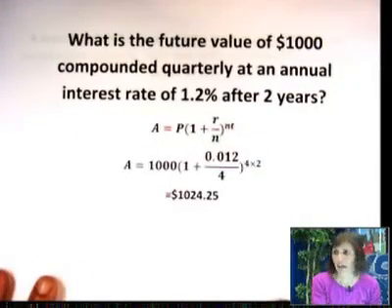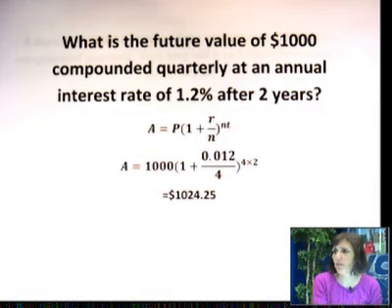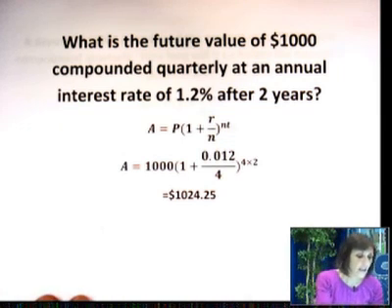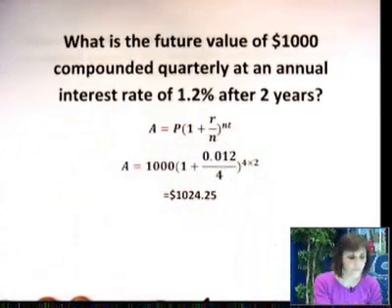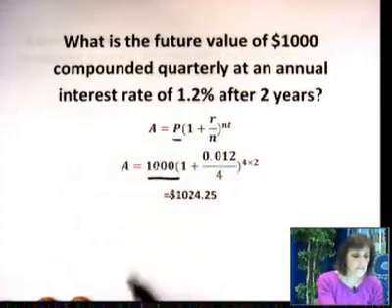All right, here's one. What's the future value of $1,000 compounded quarterly at an interest rate of 1.2% after 2 years? So you put in $1,000 and they compound it quarterly, and at the end of 2 years, how much money is going to be there? Okay, so put down the formula. Now let's look at it. P is what you put in, 1,000.